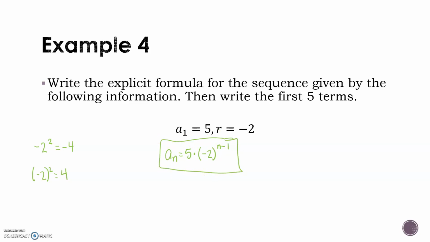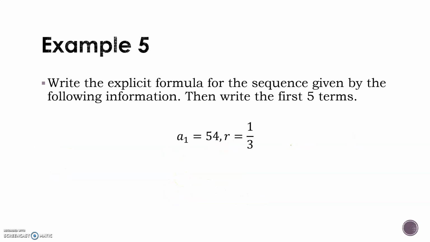And then it says write the first 5 terms. Well, I know what the first term is, 5. And then our pattern is that we're multiplying by -2. I could substitute those in. I could also look here and say 5 times -2 is -10. -10 times -2 is +20. This would give me -40, and that would give me +80. There are my first 5 terms. And again, I could check it. I could plug in 5 up here, and I would have -2 to the 4th power, which is 16, and 16 times 5, which is 80.